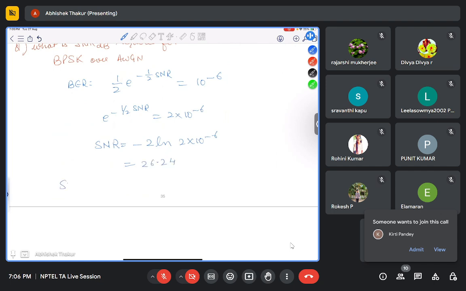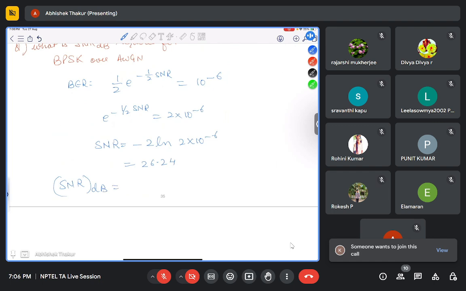Now convert this SNR into dB, that is equal to 10 log 10 of 26.24. So the answer will be 14.19 dB.